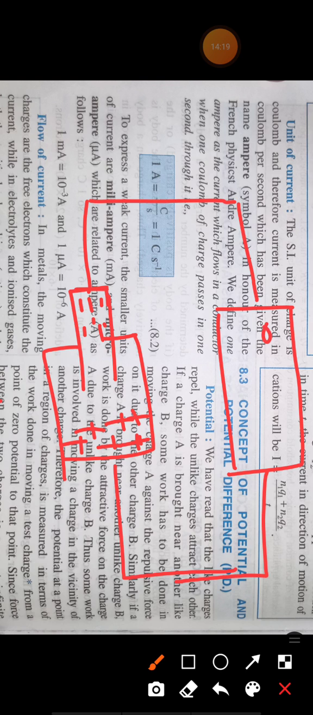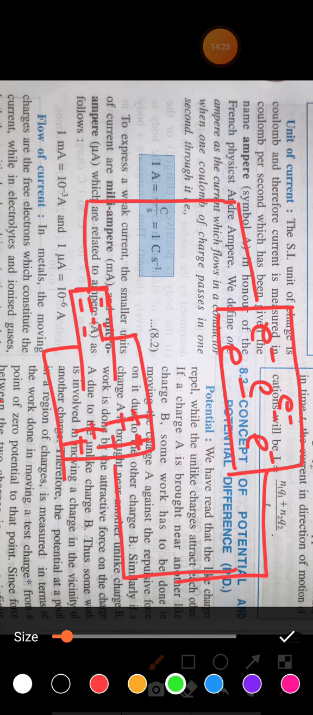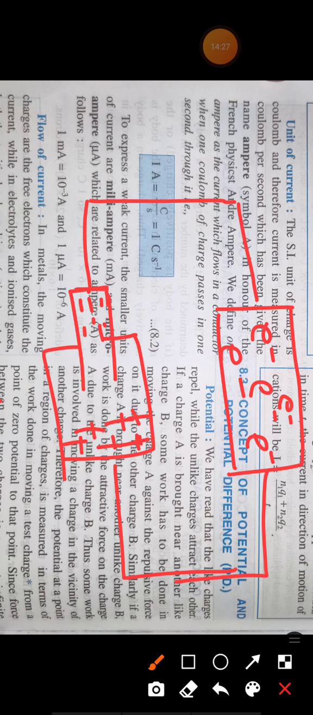it has many free electrons, and what will happen? Electrons will be attracted by this positive charge, so they will come in this way, towards the positive charge. Now the battery or cell actually supplies electrons also. It supplies electrons in this region.